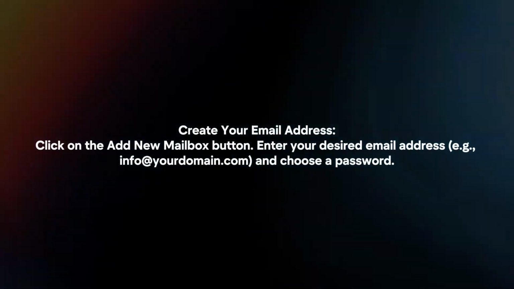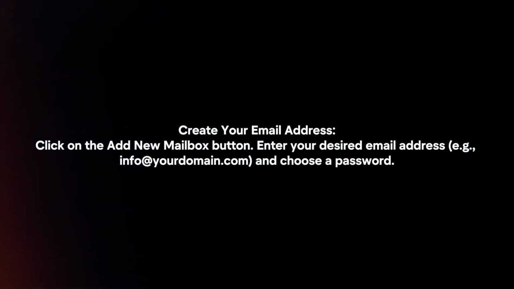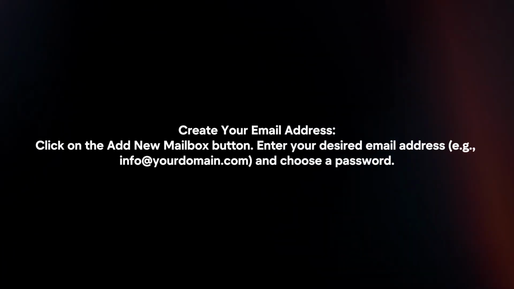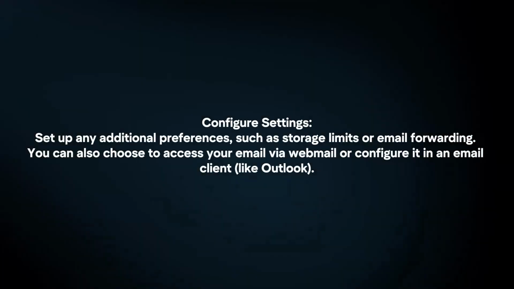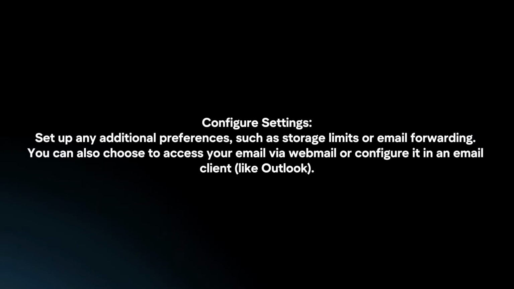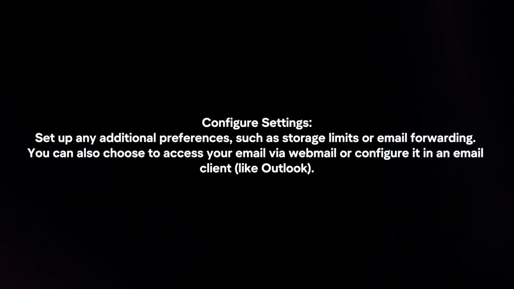Create your email address. Click on the Add New Mailbox button. Enter your desired email address and choose a password. Configure settings. Set up any additional preferences, such as storage limits or email forwarding. You can also choose to access your email via webmail or configure it in an email client.